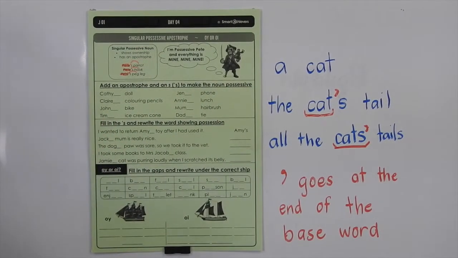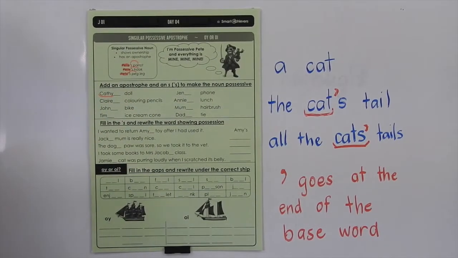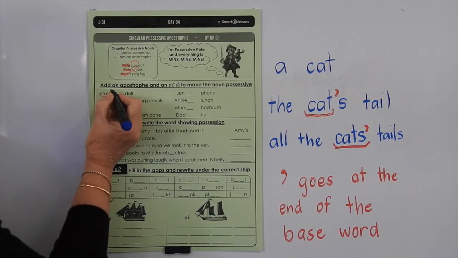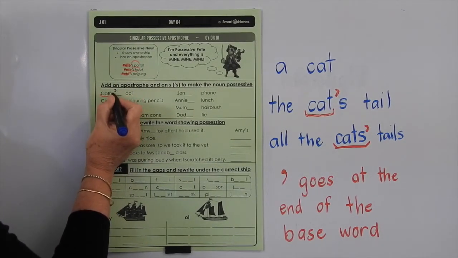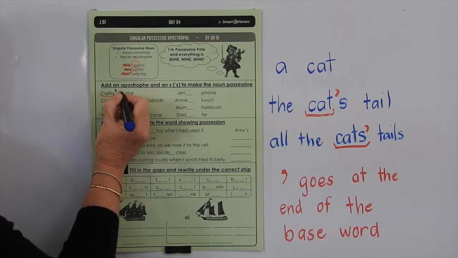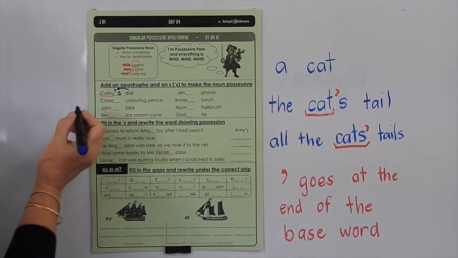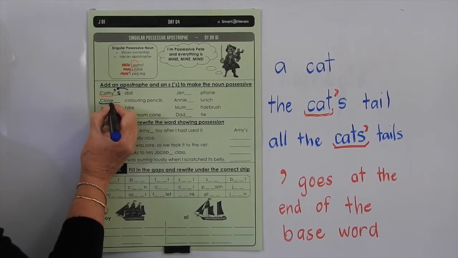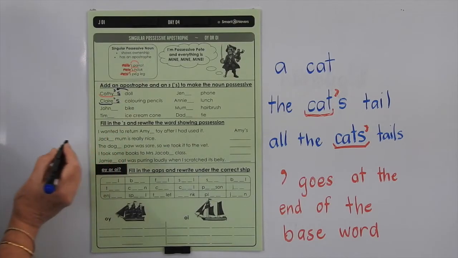So if we're writing Kathy's doll, there's only one Kathy. We wouldn't say hi Kathy's, we'd say hi Kathy. So there's only one Kathy, and we're talking about the doll belonging to her. So we'd have to put the apostrophe at the end of the base word. There's only one Kathy, so it goes after the Y, and then we add the S, and that's saying the doll belongs to Kathy. So we'd have Claire's colouring pencil. There's only one Claire, so Claire is the base word. So the apostrophe goes at the end of the base word, and then we add the S.